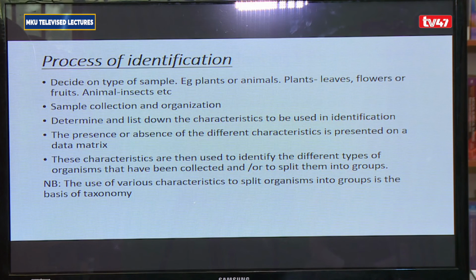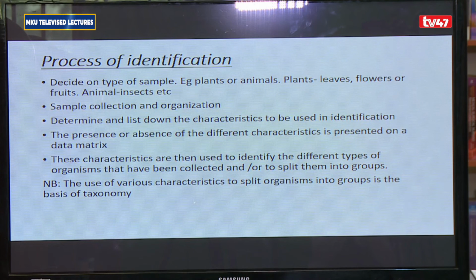Once you decide on that, you go to step two, which is going to the field and doing the actual sample collection and organization. Collection is where you pick the samples. Organization is where you order your samples. In the field, you must have an order of your samples. You can name them and label them from sample one and so on, and even indicate the specific place where you collected a specific sample from. So you have to organize the samples.